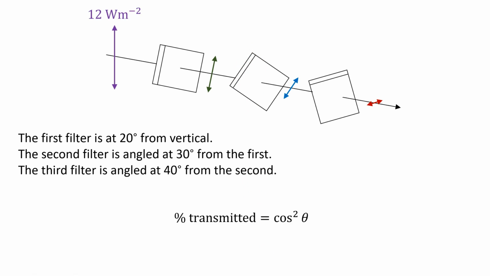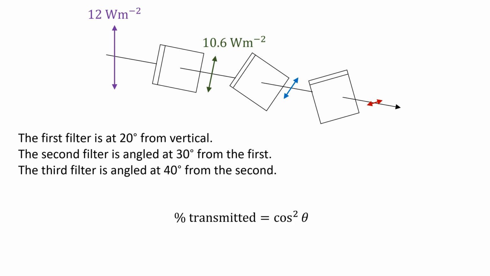Okay, we just plug away with our formula. To find how much gets transmitted, we multiply by cosine squared. So for the first case, the angle is 20. We square the cosine of 20, and we get 0.883, which is the same as 88.3%. All right, so 88.3% of the 12 makes it through, and that gives us a value of 10.6 watts per meter squared as the new intensity.